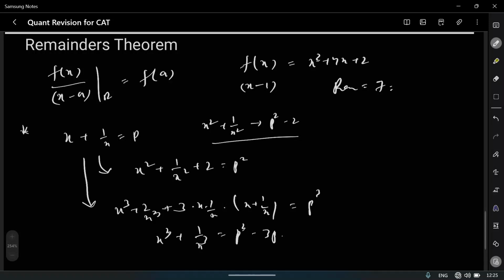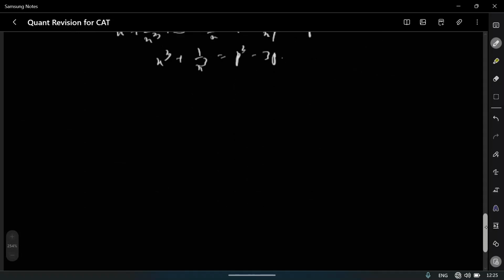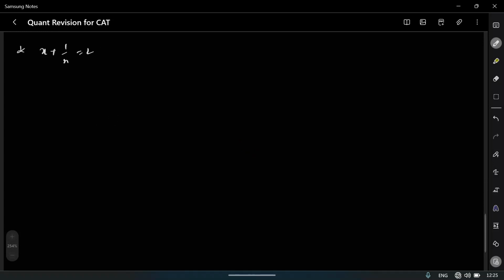Okay. So the next case is, if it is given that x plus 1 by x equals 2, if you observe, x equals 1 here. So what they will ask is to find the value of x power 50 plus x power 10. So they might ask these type of questions. Another important case is if it is given that x plus 1 by x equals root 3.